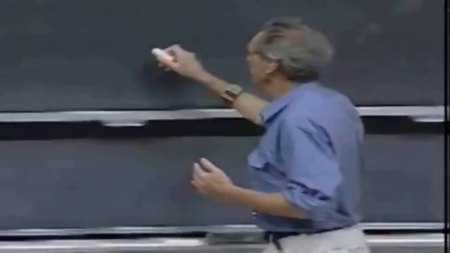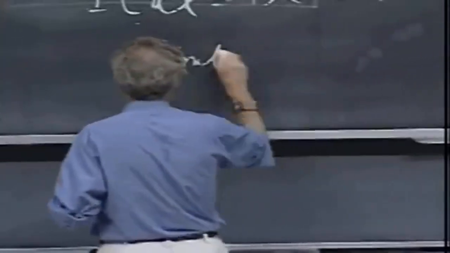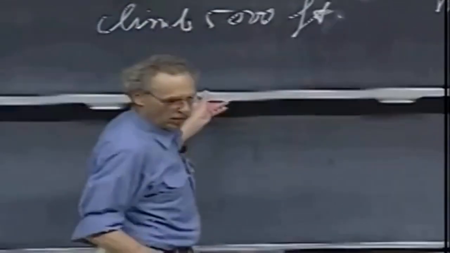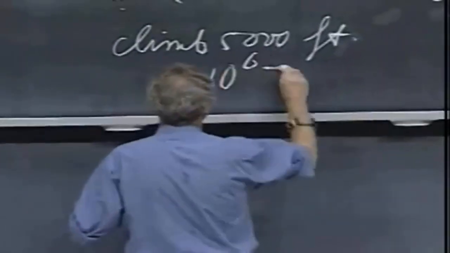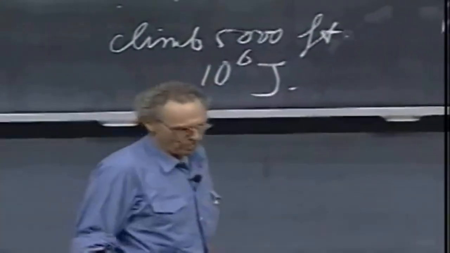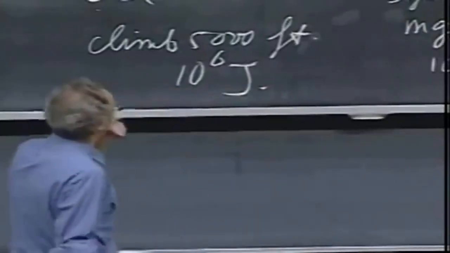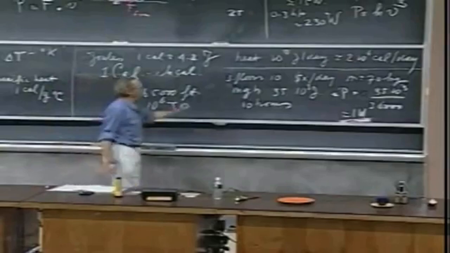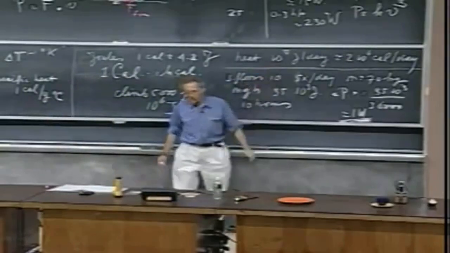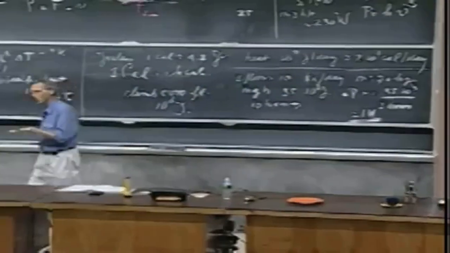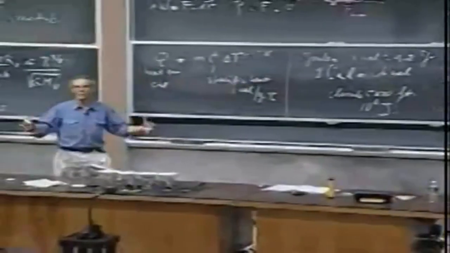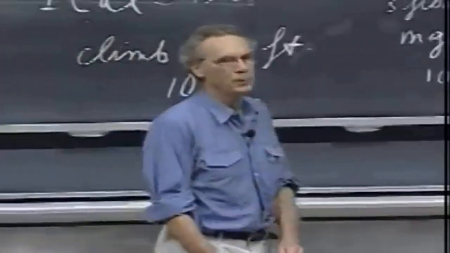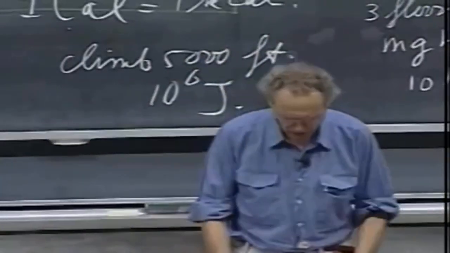If I climb this mountain, 5,000 feet, I have to do extra work, which is 10 to the 6 joules, so you've got to eat more. Now, you would think that you have to eat only 10% more than you normally eat, because 10 to the 6 is only 10% of 10 to the 7. But that's not true. You have to eat a lot more, because the conversion from food to mechanical work is very poor, something like 20%. So you may have to eat 40 or 50% more than you normally do in one day.